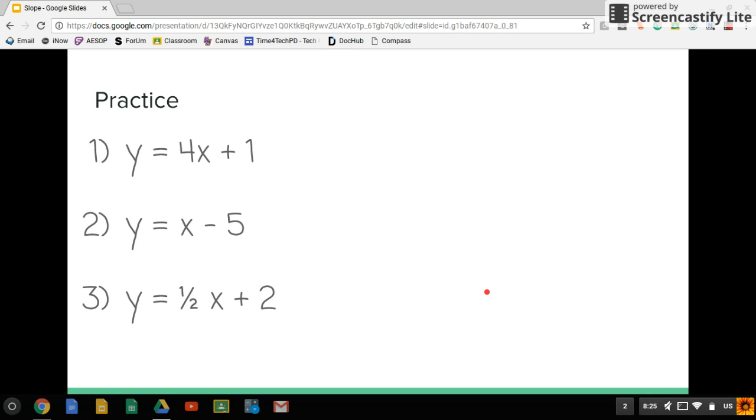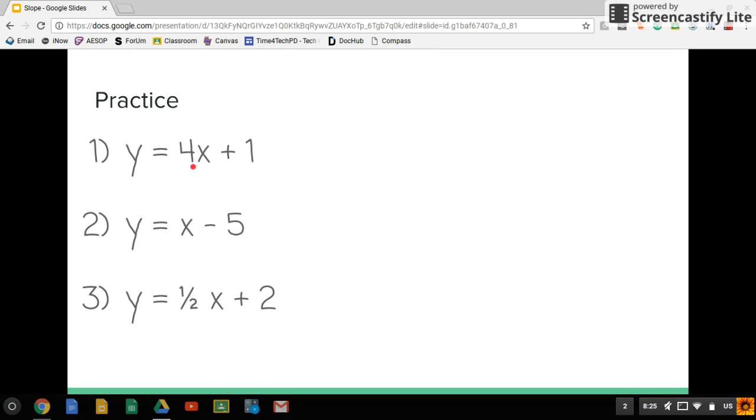All right, look at these 3 problems. Pause the video for a second and figure out what the slope is. All right, now that you've had time to figure out the slope, let's look at number 1. When finding slope from an equation, I'm just simply looking for the number that's in front of the x. In number 1, my slope is 4.